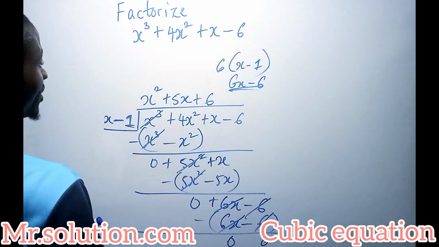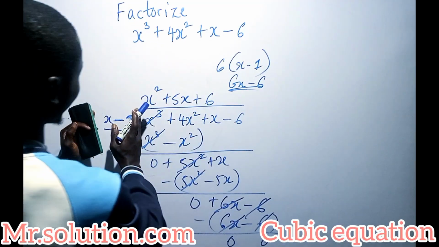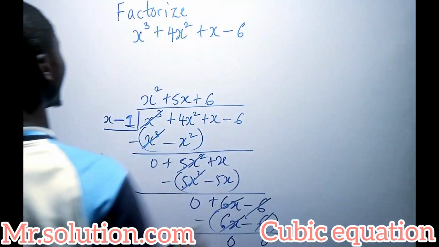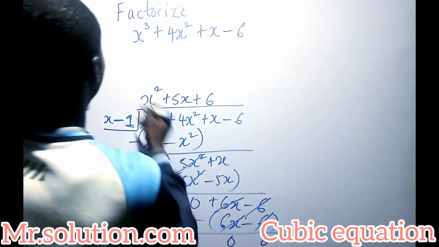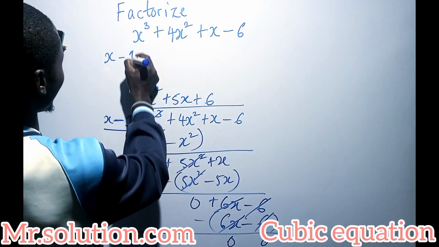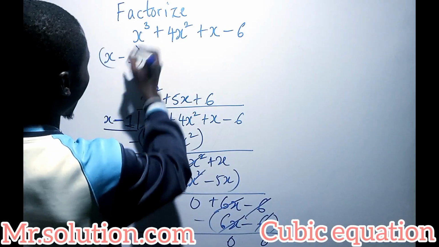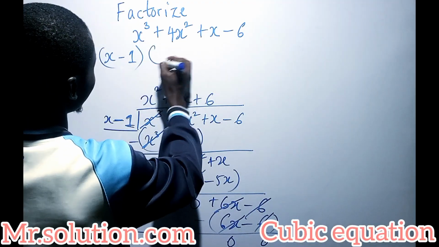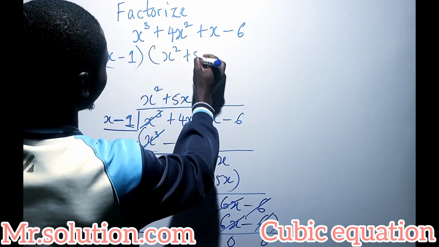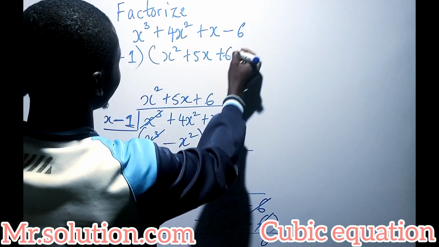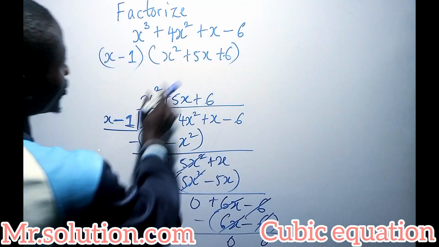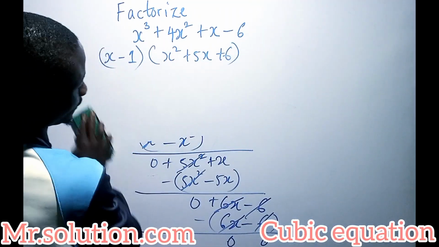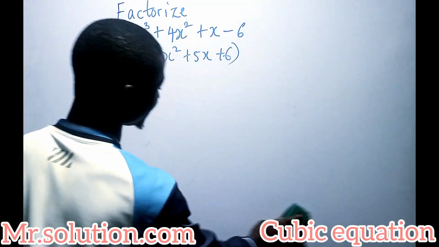So what do we do? This is our resultant and this is our factor. Now we solve further. Our resultant, which is x minus 1, is a factor, right? These are our resultant, which is x squared plus 5x plus 6. We are still going to break this one down also, but you can clean here off. I believe you are following.